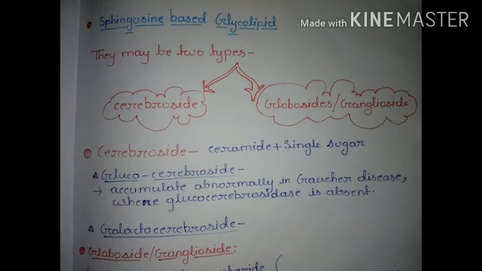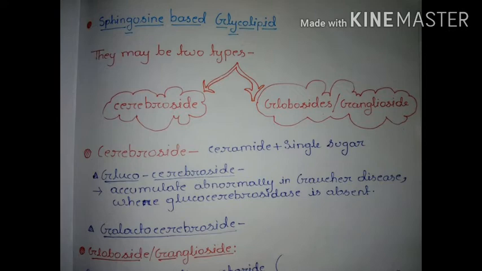Now we discuss sphingosine-based glycolipid. Earlier we discussed glycerol-based glycolipid. We divide sphingosine-based glycolipid into two types: cerebroside, and globoside or ganglioside. So what is cerebroside? When a ceramide binds with a single sugar, it is called a cerebroside.